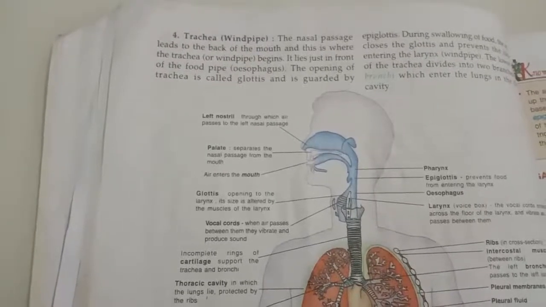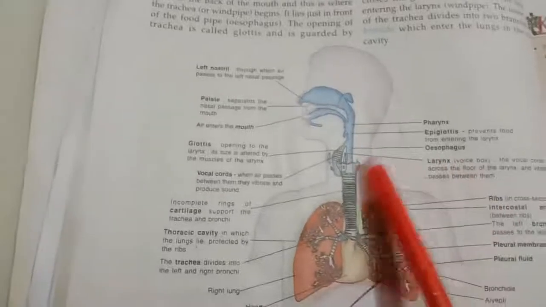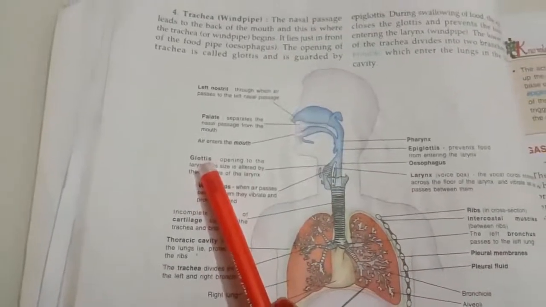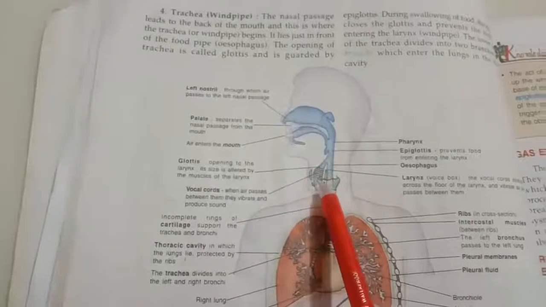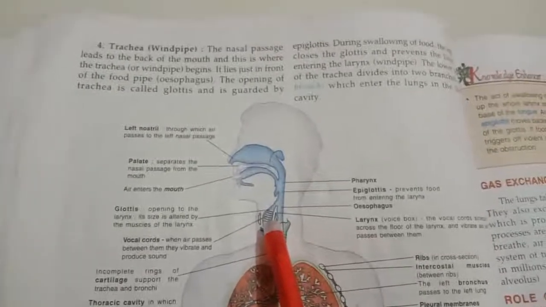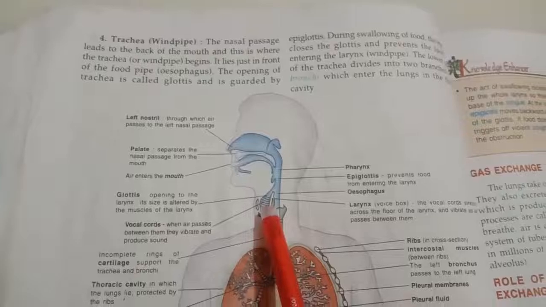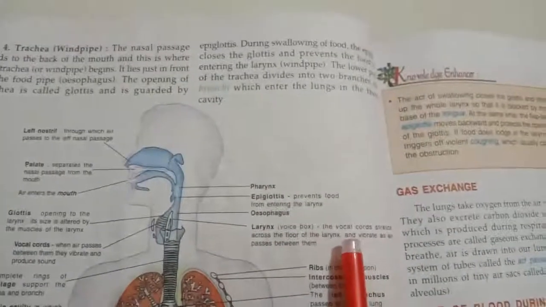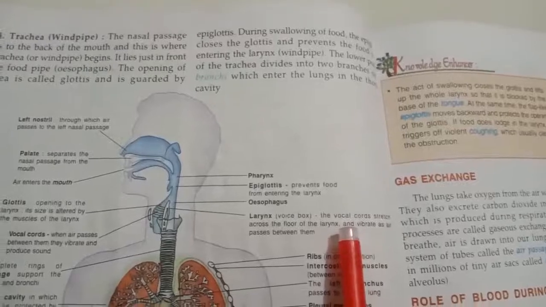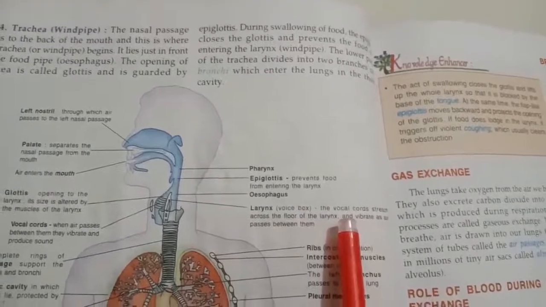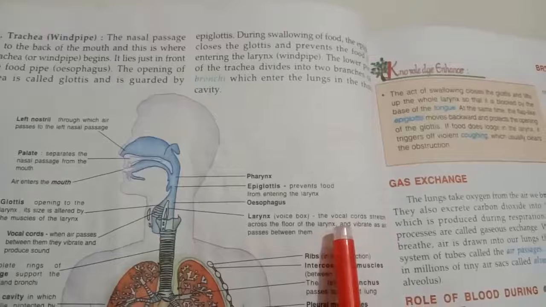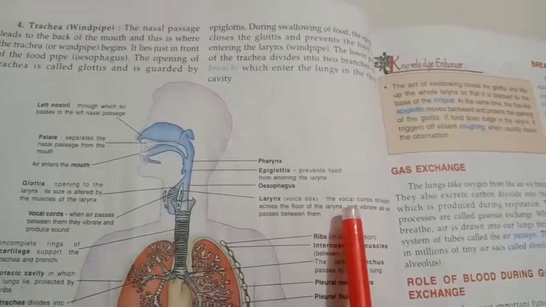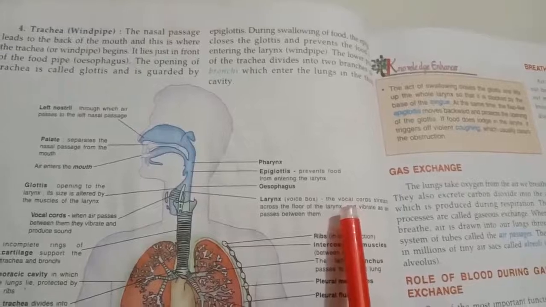The opening of the trachea is called the glottis. I have told you that the opening of the windpipe is known as the glottis. It is present near the larynx. Okay, and this opening of the glottis is guarded by the epiglottis. And what is the function of the epiglottis? During swallowing of food, the epiglottis closes the glottis and prevents the food from entering the windpipe. I have told you already, otherwise the windpipe will choke and we may die also.